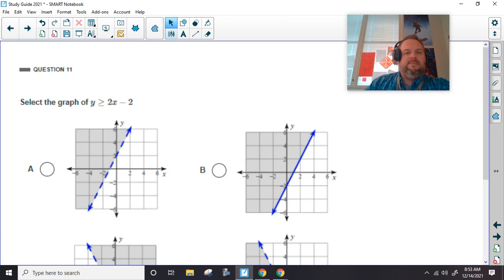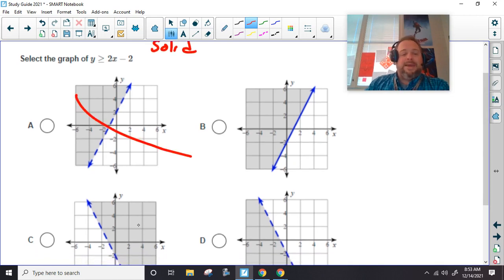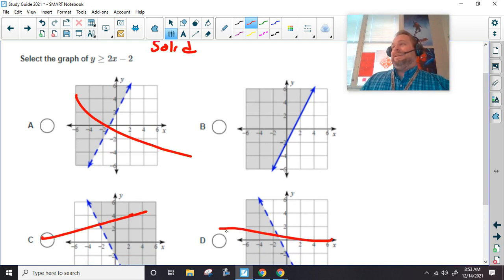Number 11. What do we know about number 11? Is it solid or dotted? Solid. So look, if I know it's solid, bam, bam, bam, I don't have to go any further. That's the only solid line. Okay, y'all's is D. We know it's solid, we shade up.